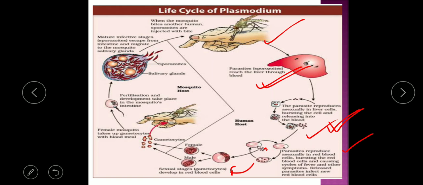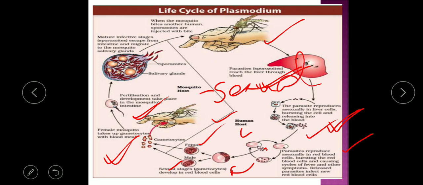The sexual stages, the gametocytes, develop in the red blood cell, male and female gametocytes. When the female Anopheles mosquito bites that person, the gametocytes enter the mosquito, and here the fertilization takes place. The sexual reproduction takes place in the mosquito. You must remember this: the sexual cycle takes place in the mosquito. In the human host, the asexual cycle is taking place.